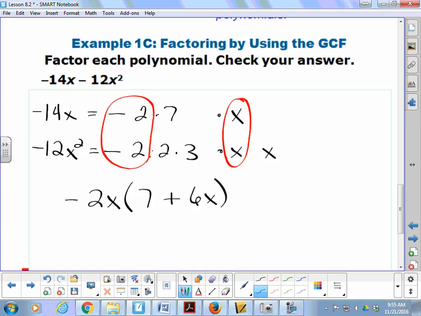So we can check it. Negative times a positive is a negative. Negative times a positive is a negative. So make sure that if they're both negative, you're going to take the negative out, so your sign in between them is going to be a positive sign then.